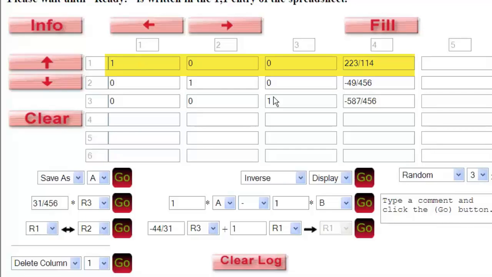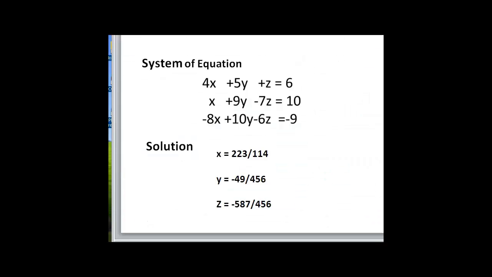And it does. Once I have arrived at the reduced echelon form with 1s on the diagonal, I now can read off the solution to my original equation. That equation is solved by the ordered triplet of x equal to 223 over 114, y is equal to negative 49 over 456, and z is equal to negative 587 over 456.